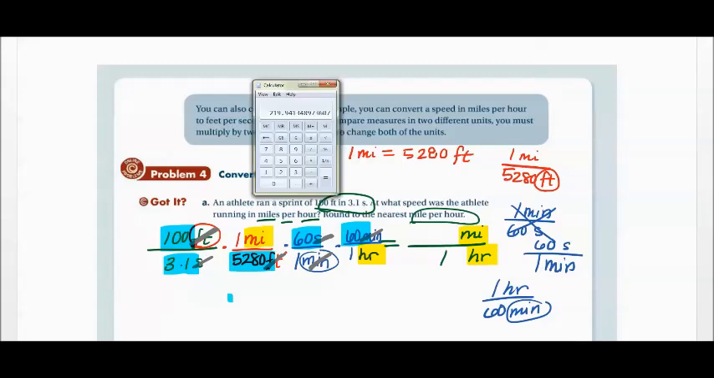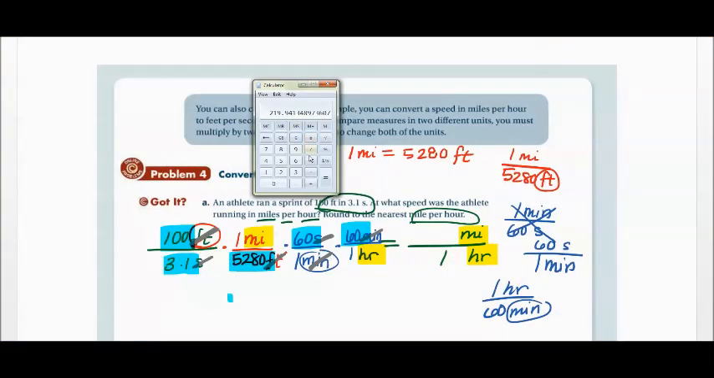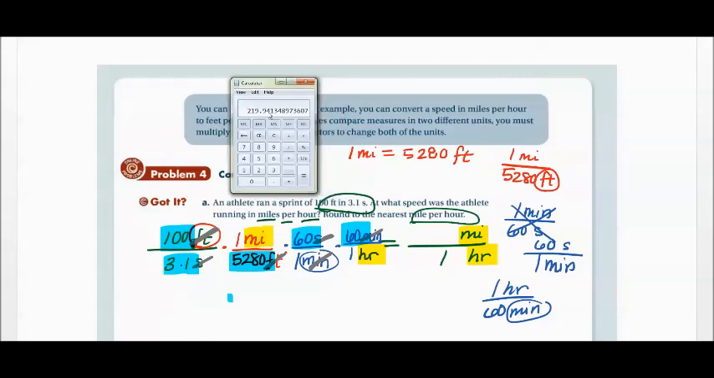Doesn't that seem a little fast? Let's use our reasoning skills to recheck my calculations here, because something doesn't feel right. We're talking about an athlete running. Okay? Do you really think he can go 219 miles per hour? So I'm going to clear this and I'm going to try again. So let's see, 100. Oh, see there? I got an extra 0. That might make a difference.